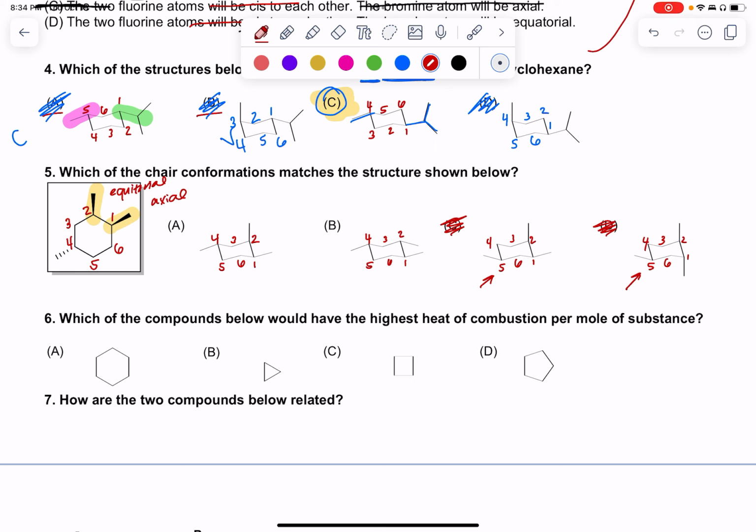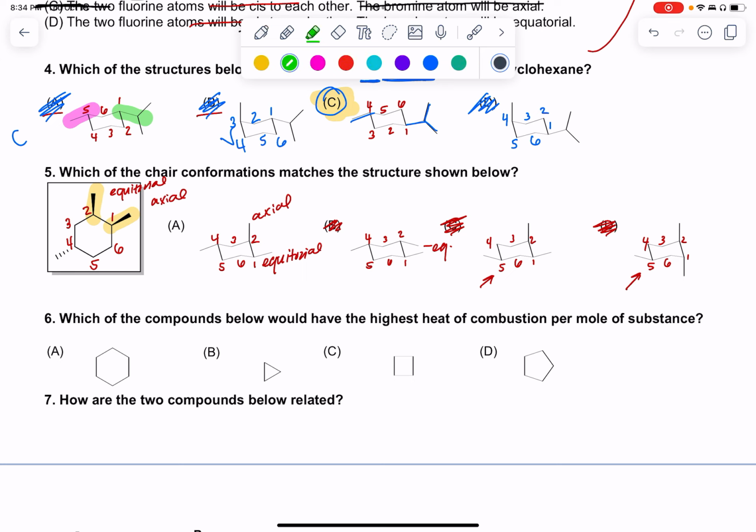And so A looks like they're different. This one's axial and this one's equatorial, whereas these are both equatorial. So B is already looking kind of weird to me. I don't like it. But let's just double check. It's always good to triple check.